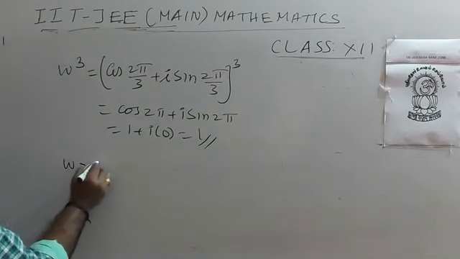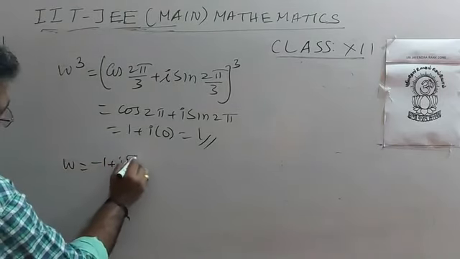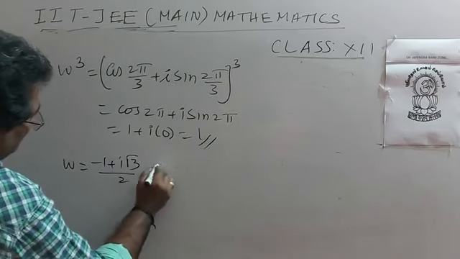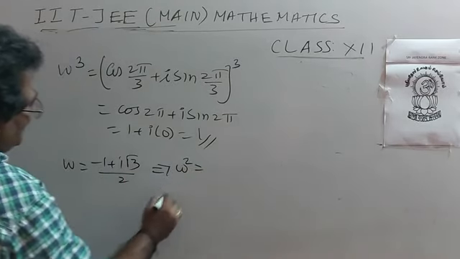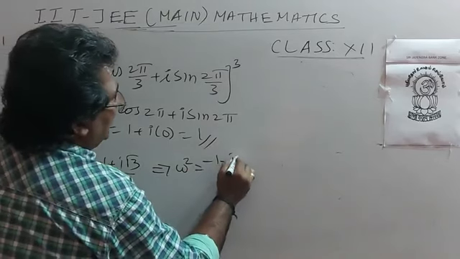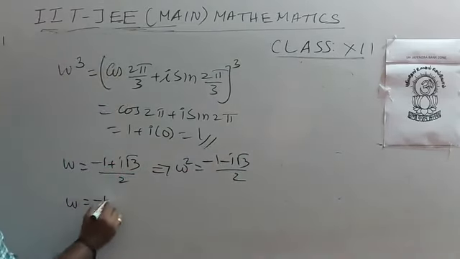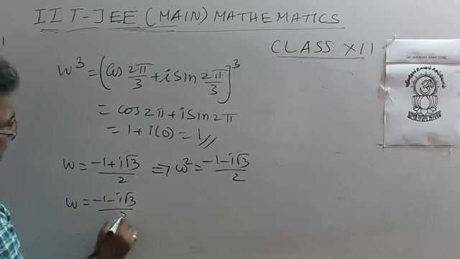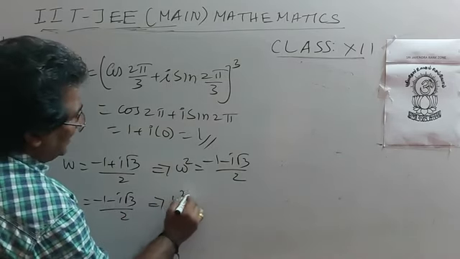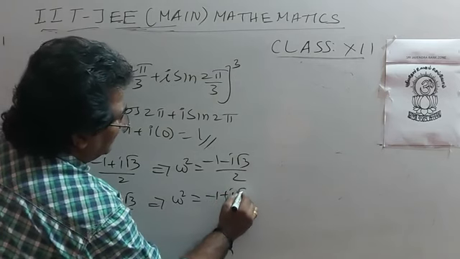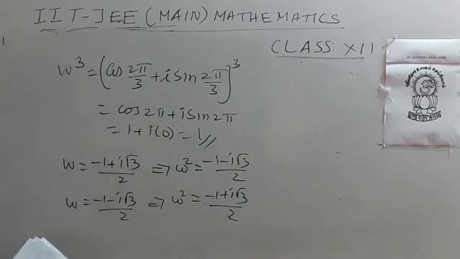If you take omega equal to minus 1 plus I root 3 by 2, then omega squared will become minus 1 minus I root 3 by 2. Even if you take omega equal to minus 1 minus I root 3 by 2, then omega squared will be minus 1 plus I root 3 by 2.